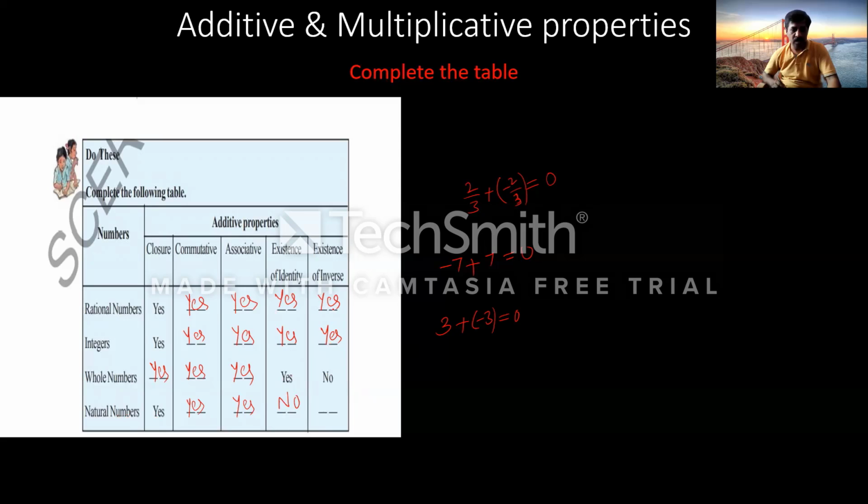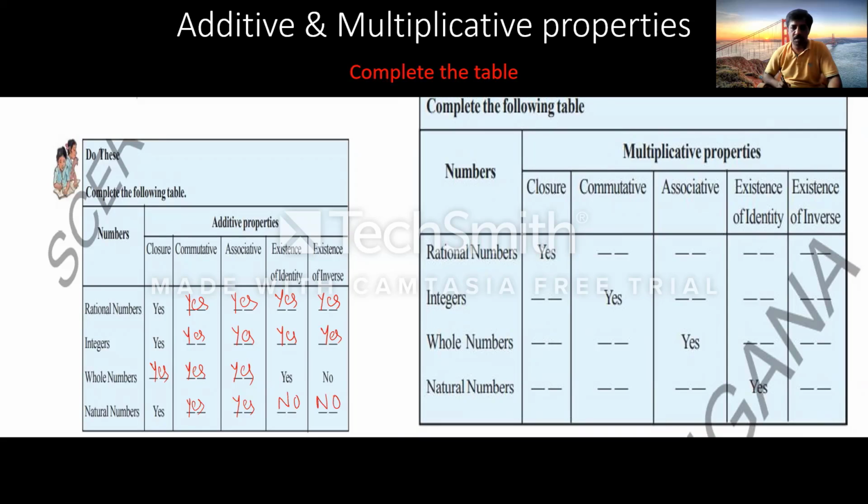In the same way, existence of inverse. For any natural number, if you take the additive inverse, we will get a negative number. Those negative numbers are not in natural numbers. That is why here, no. So, in this way, we should complete. Now, with respect to multiplication, we will verify whether these numbers satisfy the given properties.